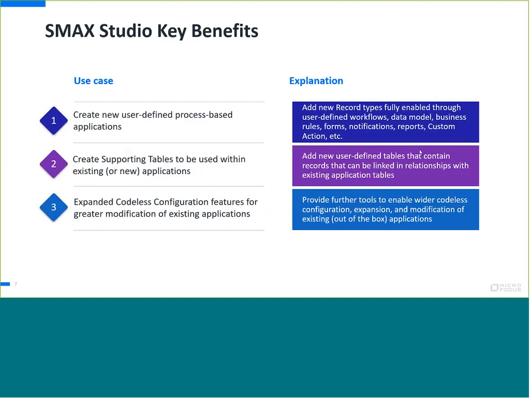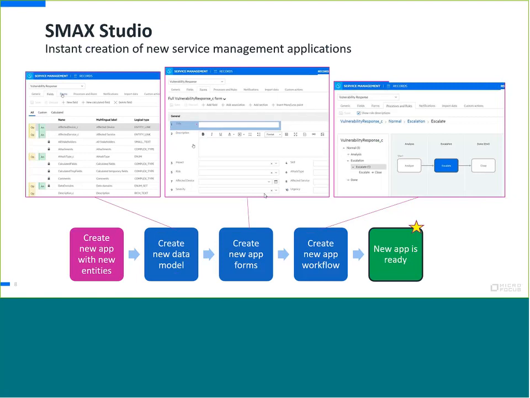So there are 3 main use cases we're looking at. The one I'm going to focus on in the demo today is creating the user-defined process-based application. That's the one I'll be walking through, but you can also use it to create supporting tables, which could be linked in either with your new process-based modules or with the out-of-box processes. And Studio really covers the full codeless configuration capabilities, so as we extend things like custom actions, which I'll show you in a little bit, you can use that. All right, so I'll skip over this one. This just shows the process, which I'll walk through in a second.